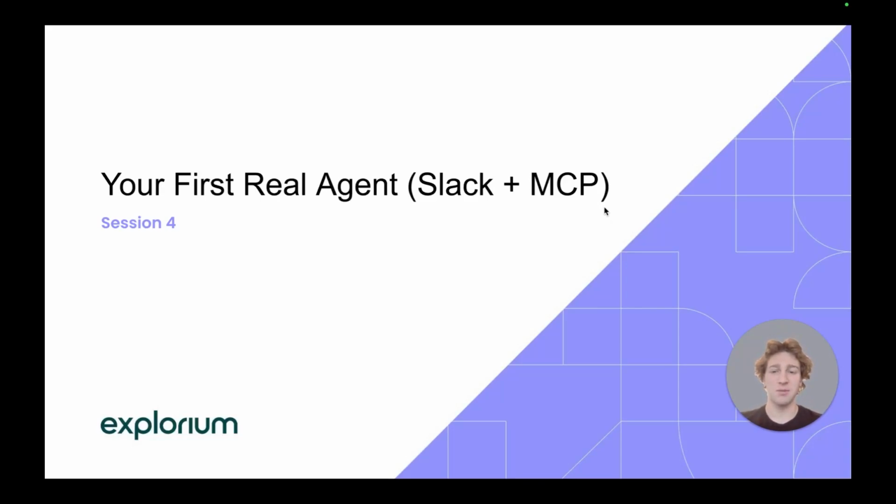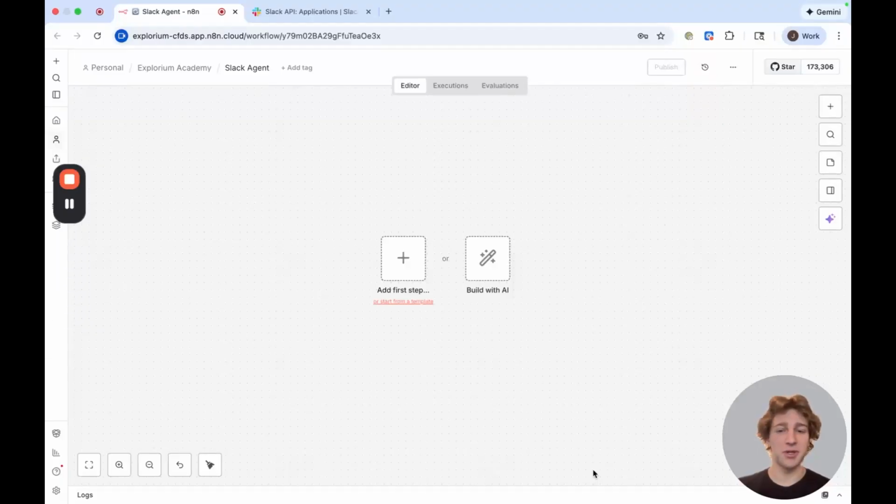And today we're going to build your first real agent using Slack and the Explorium MCP. Okay, so we are back now in n8n with a blank project, and we are going to start building the Slack agent. And this agent is going to involve both Slack and the Explorium MCP. In your Slack workspace, you're going to be able to call the agent with natural language, and then it will output a response from our Slack MCP into your Slack workspace.